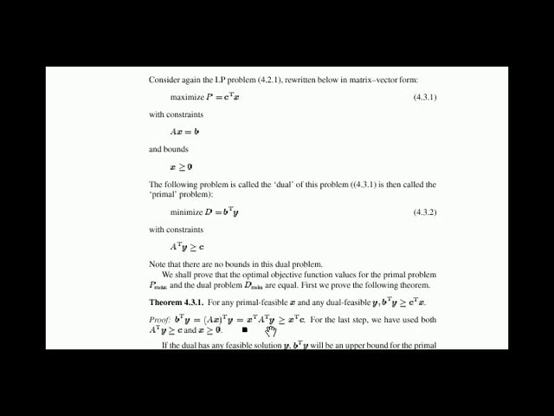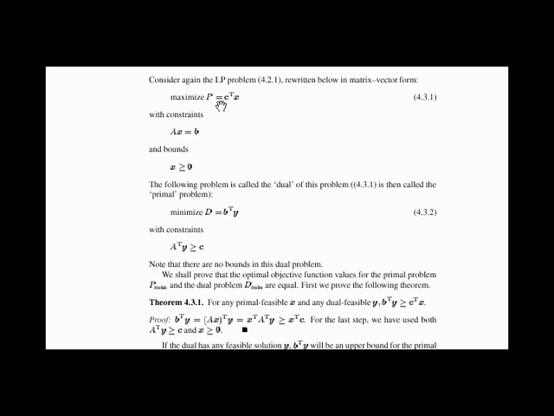That's equal to X transpose A transpose Y, and then if Y is dual feasible, A transpose Y is greater than or equal to C, and X is greater than or equal to 0. Notice the fact that A transpose Y is greater than or equal to C does not automatically make this true unless the components of X are also greater than or equal to 0, which they are. So that proves that all values of D are bigger than all values of P. That means the minimum of D is greater than or equal to the maximum of P.